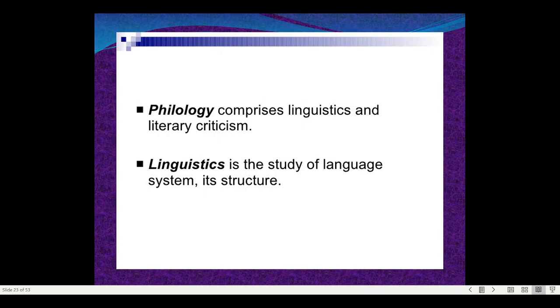Philology comprises linguistics and literary criticism, and linguistics is the study of a language system and its structure. So here you can juxtapose the word philology and linguistics. Of course, quite naturally, philology being the old term which is used to describe linguistics, and linguistics is the modern version of philology. But then you have a slight variation where philology comprises linguistics and comparative literature and textual criticism and literary criticism and anything related to language used in history, everything, all these things. Within linguistics, it means the study of language system, sounds, sound units, words, phrases, sentences, etc., and its structure.